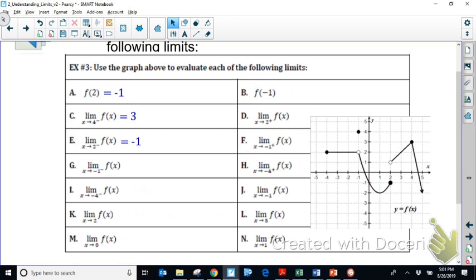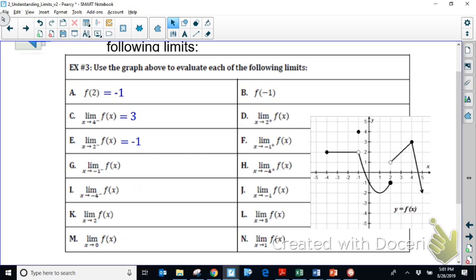At this point, go ahead and look at the graph that you have in your notes and finish filling in the rest of this table using the limit notation. And when you're done, go ahead and hit play and check how your answers look with the rest of mine.